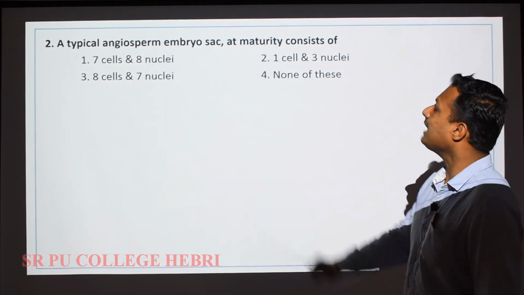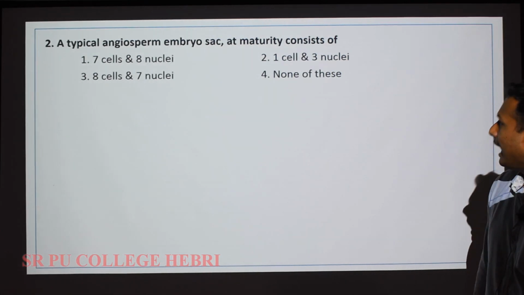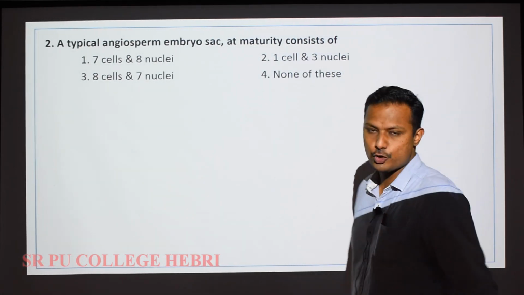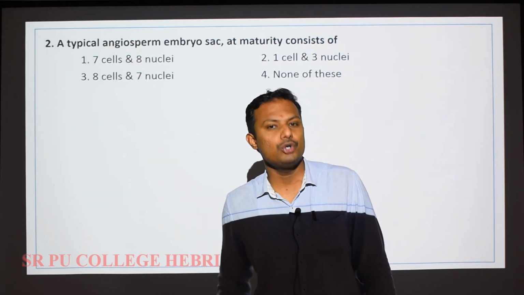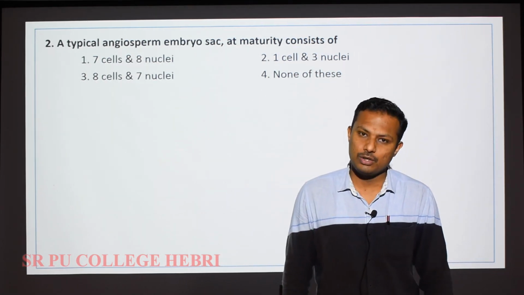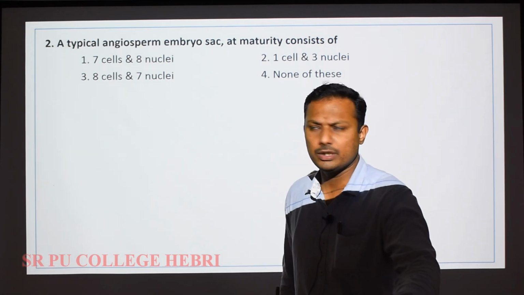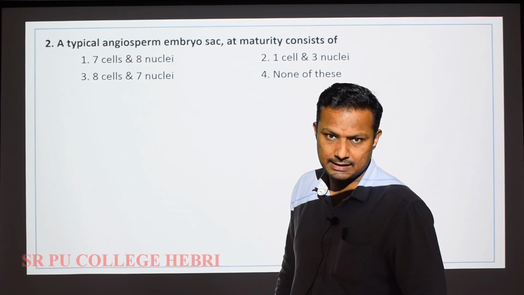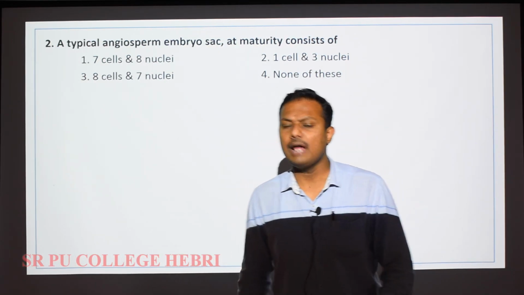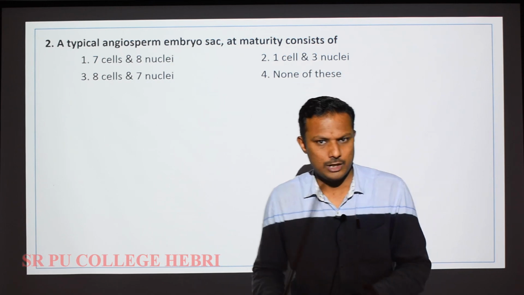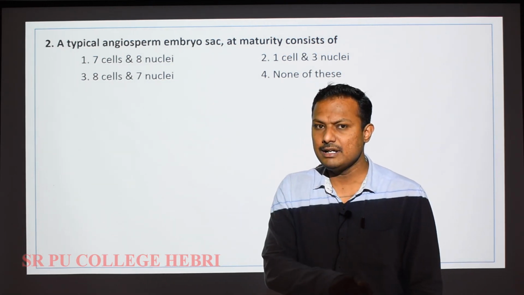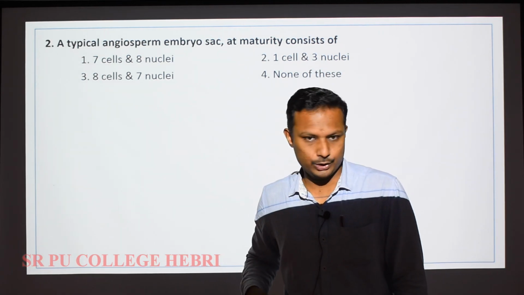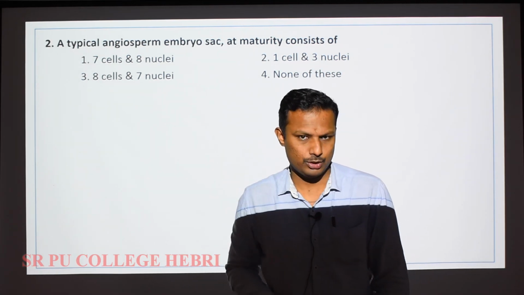A typical angiosperm embryo sac at maturity consists of what? Embryo sac is also called as what? A typical angiosperm embryo sac, which is also called the polygonum type of embryo sac, mainly consists of how many? 7 cells and 8 nuclei. Correct? It is also called the female gametophyte.